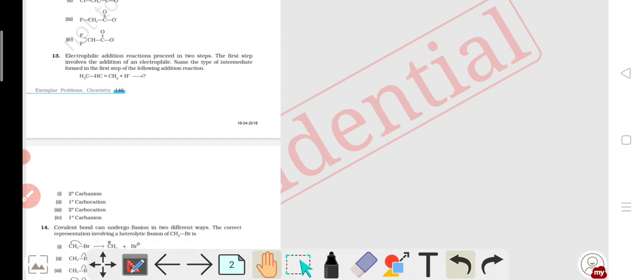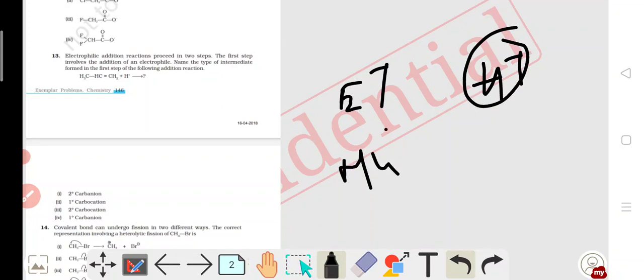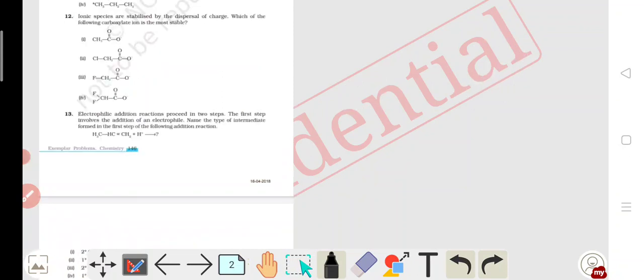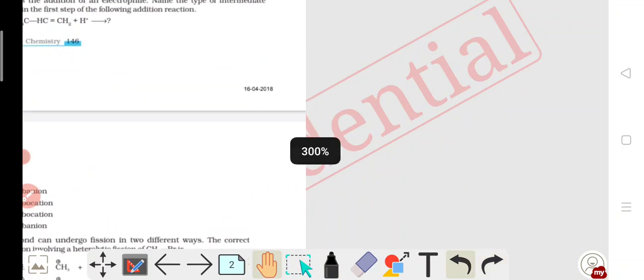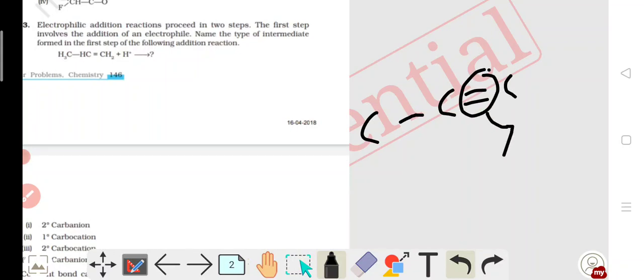The electrophilic addition proceeds in 2 steps. The first step involves the addition of an electrophile. Name the intermediate. Since electrophile means electron deficient species, E plus, here H plus is an electron deficient species. Now an electrophile attaches to a nucleophilic center where electron density is high. As in the pi bond there is an electron cloud, the electrophile can easily attach to this C double bond C. Here this double bond is attacked by H plus.